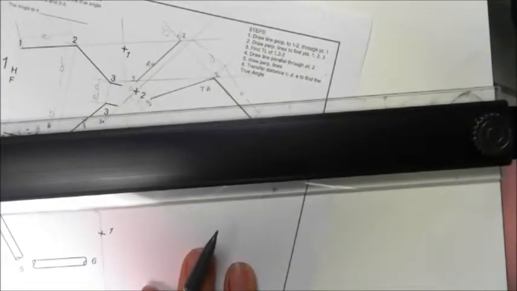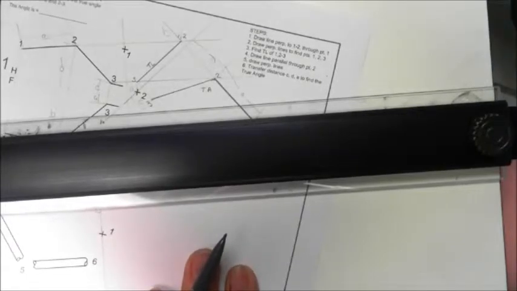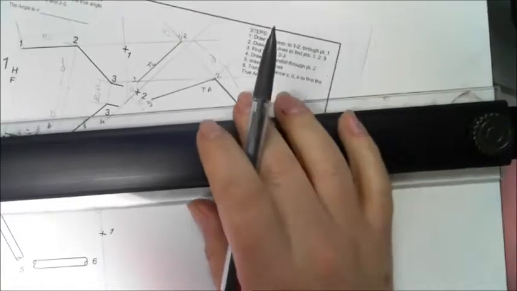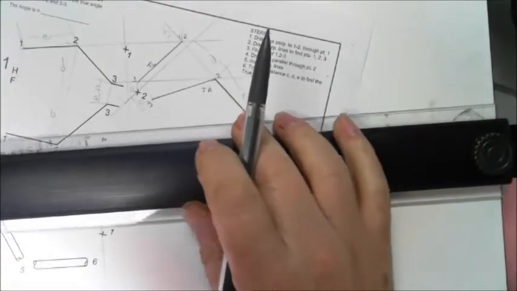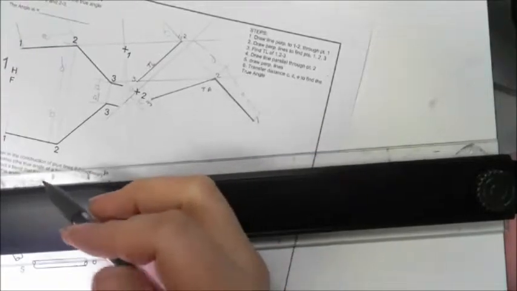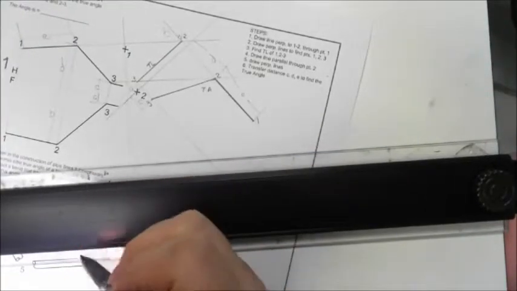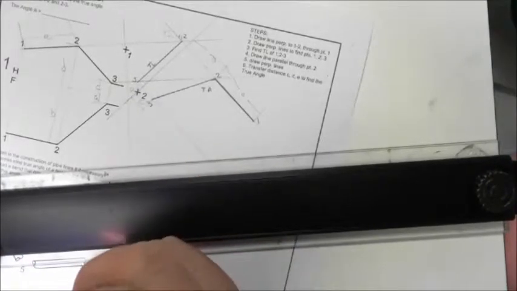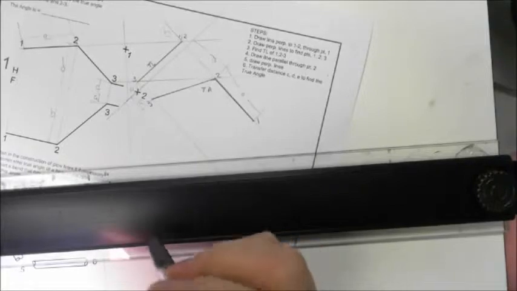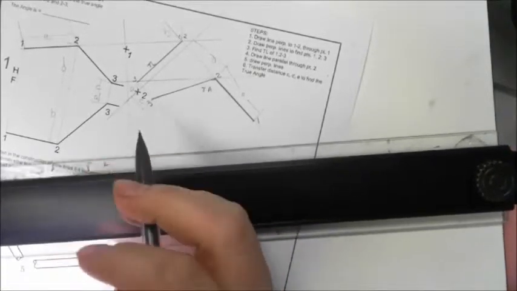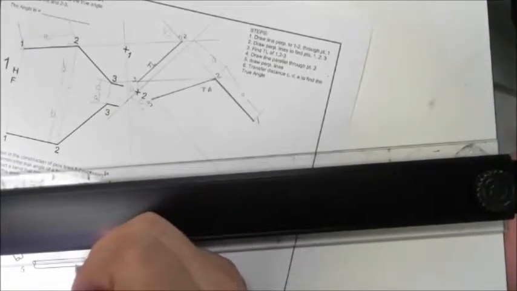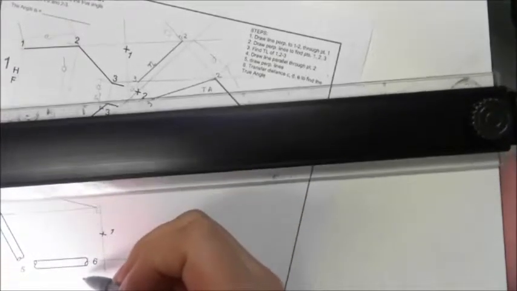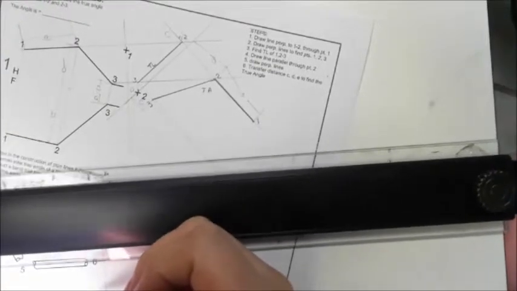So I want to draw a parallel line for 5, and then for 6. Oh, 5 and 6 kind of line up, don't they? No, they line up. Okay.